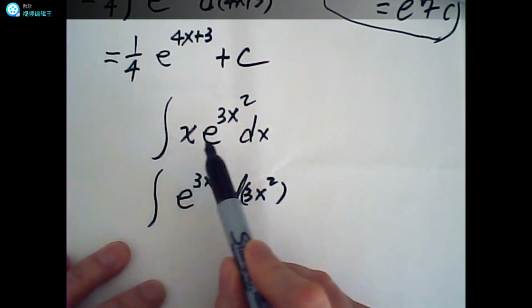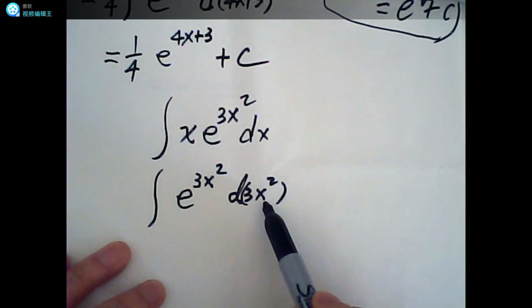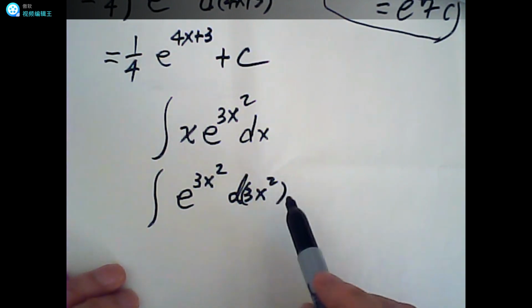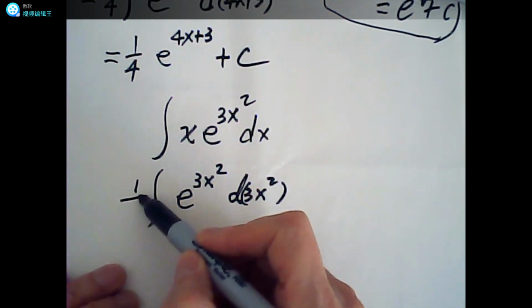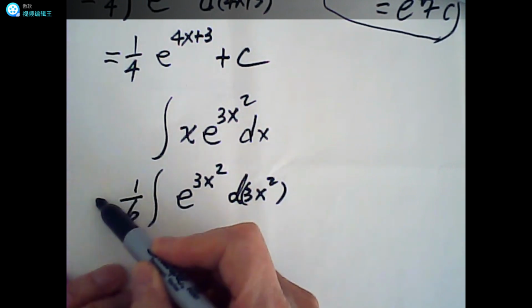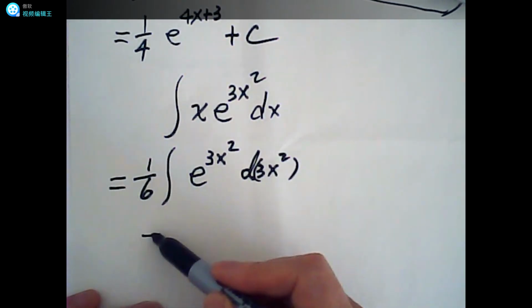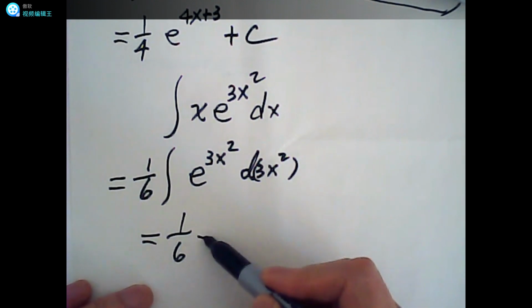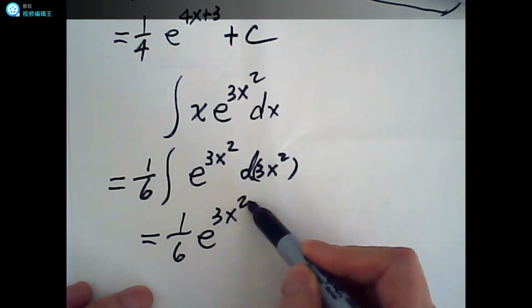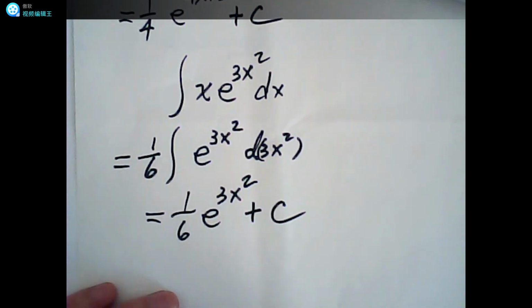Now we have x dx, but you have 6x dx. So to cancel that 6, multiply by 1/6, right? Then put the equal sign back. So this one is 1/6 e to the 3x squared plus c.